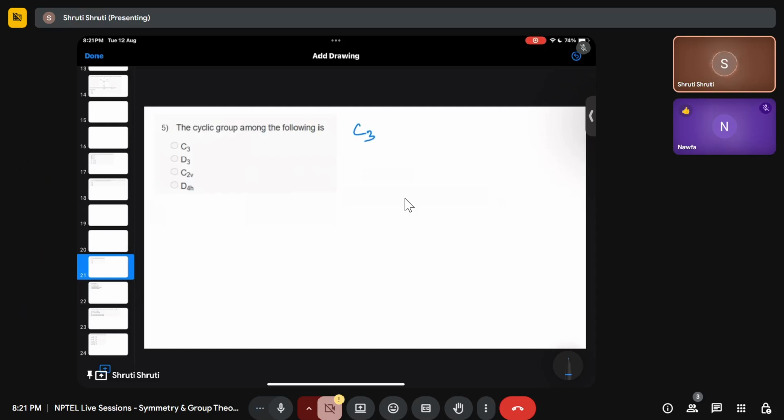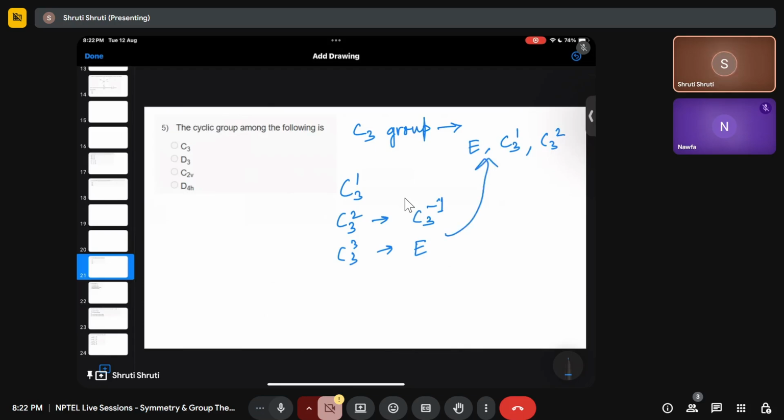So a C3 group means how many symmetry elements will it have? It will have identity, C3 1 and C3 2. Suppose you did C3 1 once, which is in the group. Then you do C3 2, which is C3 inverse, and then you do C3 3, which is identity. It is also in the group.